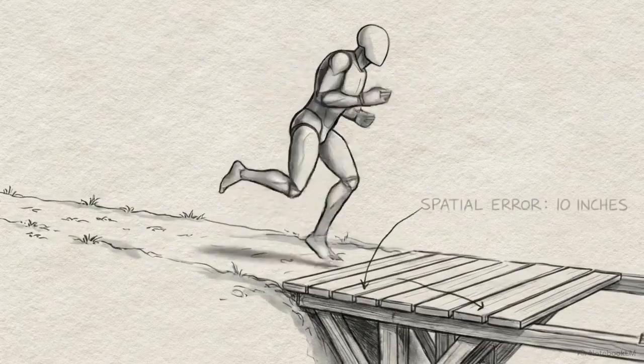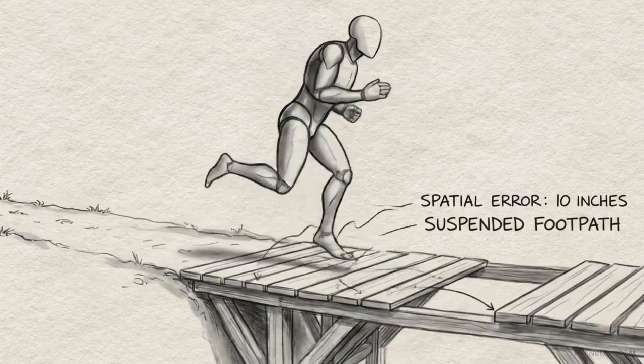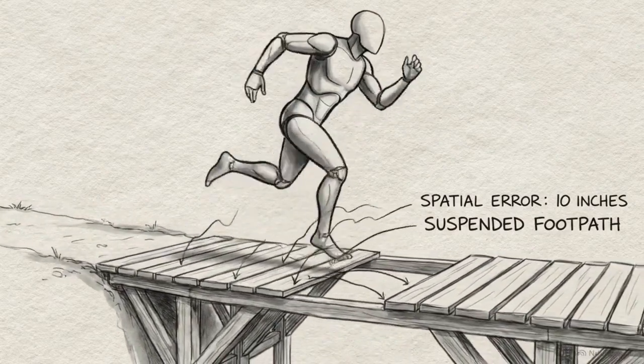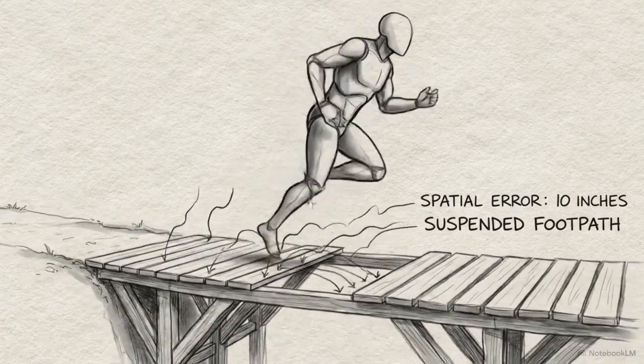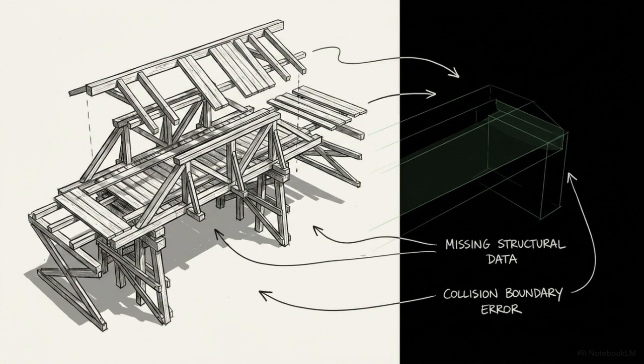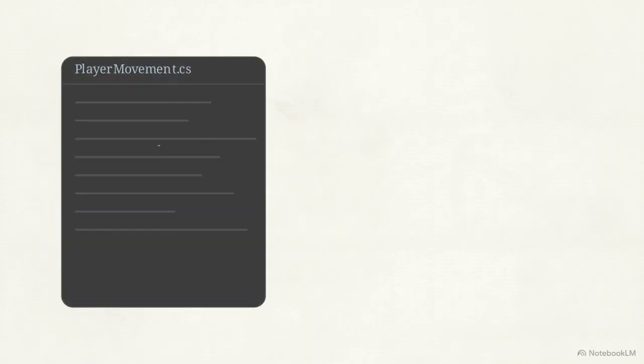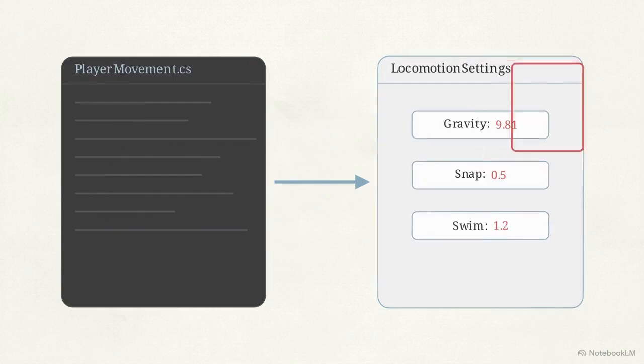When a character appears to walk on thin air over a bridge, the script has not failed. The environment artist simply forgot to assign the bridge's physical mesh to the ground layer mask. With the layers defined, we need to manage the numbers.